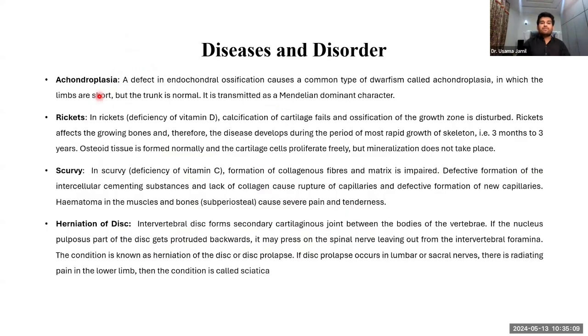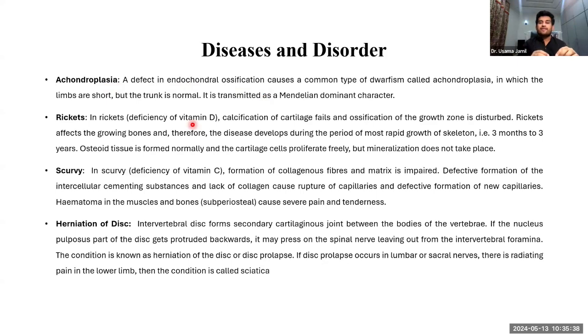Okay, the first one is achondroplasia. Achondroplasia means there is some sort of endochondral ossification error. As we have studied, there is intramembranous ossification, or intramembranous development, and there is cartilaginous development of bone. So achondroplasia means there is some sort of error in cartilaginous development of the bone.